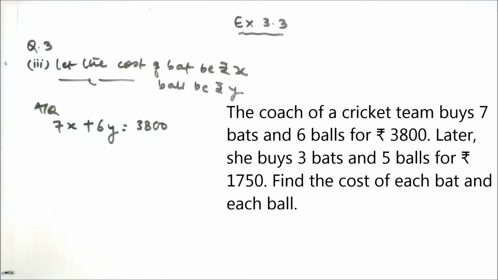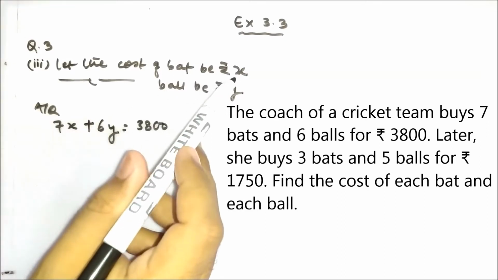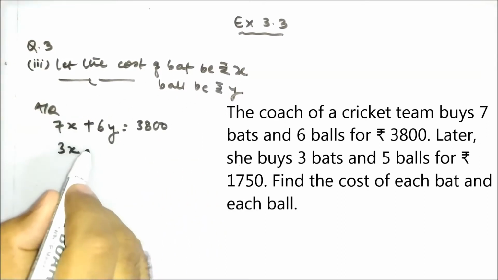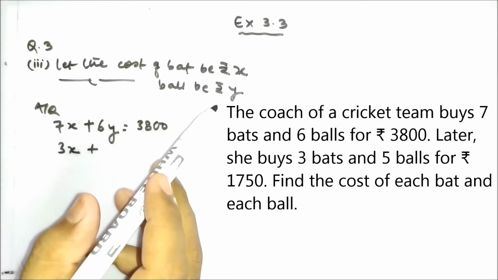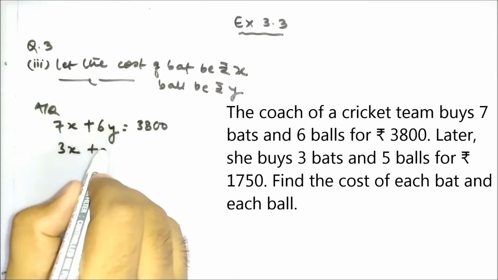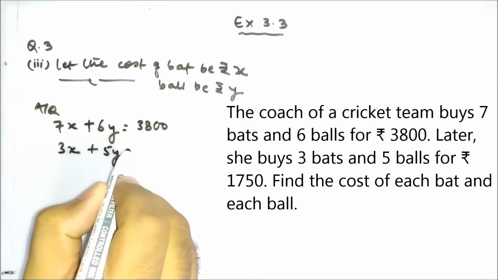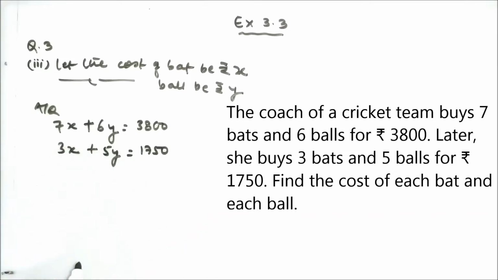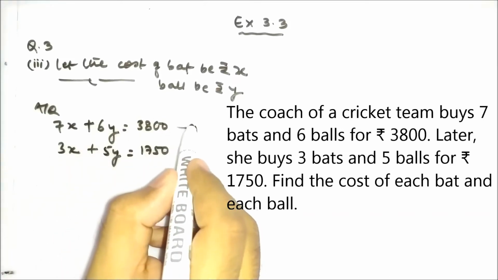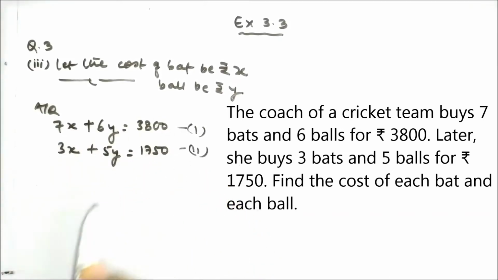Okay. Next is, later she buys 3 bats. So the cost of 1 bat is x, so it will be 3x, the cost of 3 bats. Next, they are buying 5 balls. So the cost of 1 ball is y, so the cost of 5 balls will be 5y. And the total cost they are paying is 1750. Now this gives equation number 1 and this is equation number 2.